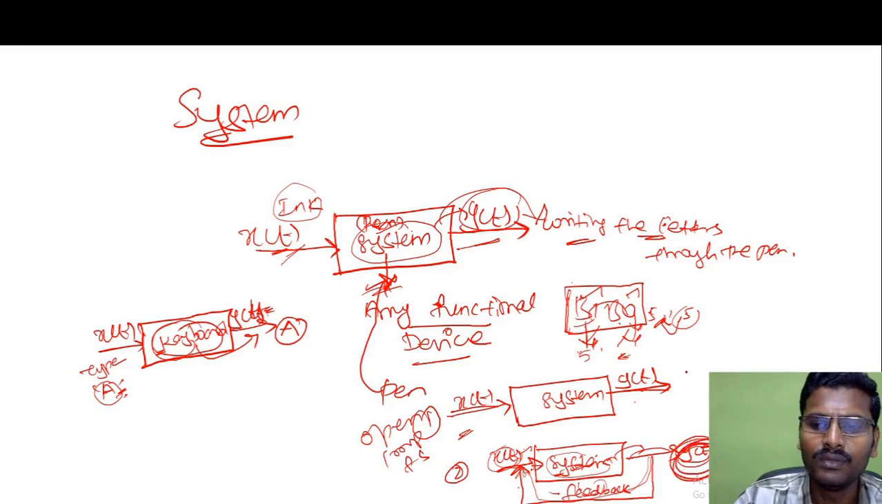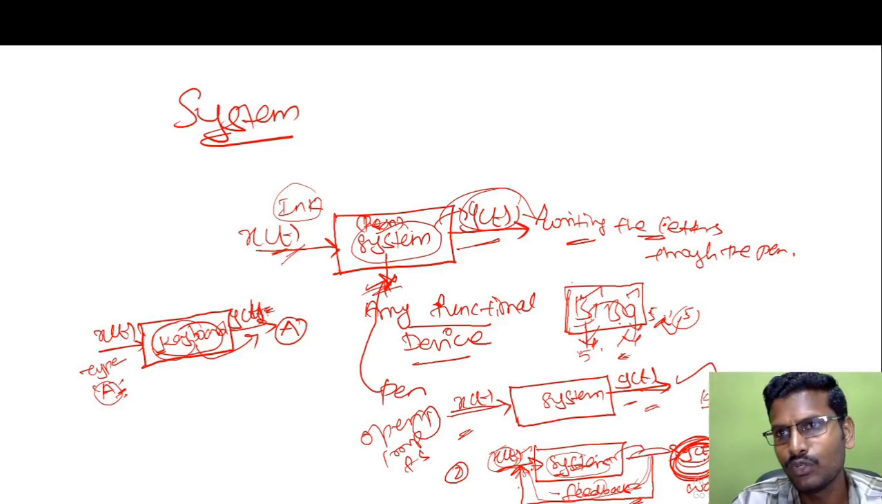For some applications we need a system without a feedback loop, and for some applications we need a system with a feedback loop, right? The best examples of systems without feedback are keyboard, fan, and light. Examples of systems with feedback are washing machine, refrigerator, air conditioner, microwave oven, traffic light controller, and temperature controller. These are the best examples for feedback loop systems, right?